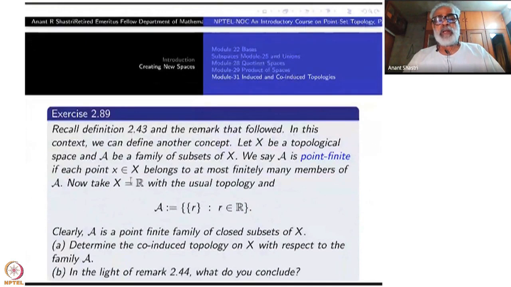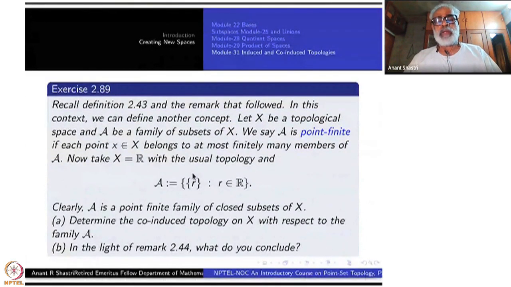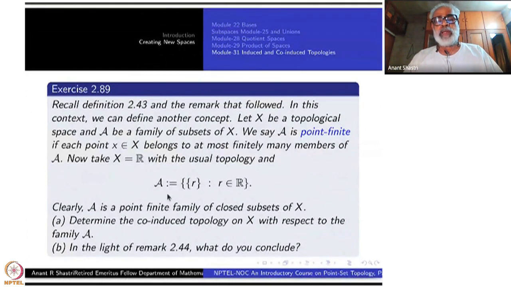And this remark, this exercise, I already explained to you. X equals R, and I'm taking this family of singletons in R. It is point finite, but what happens, you can understand. So this exercise is already explained. You can write down the details.